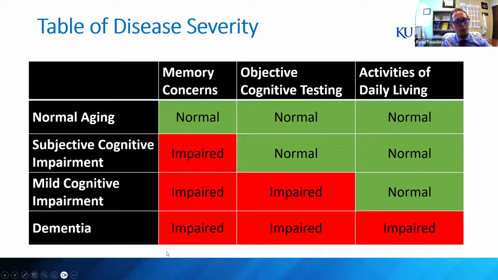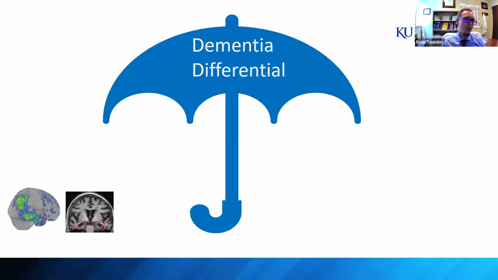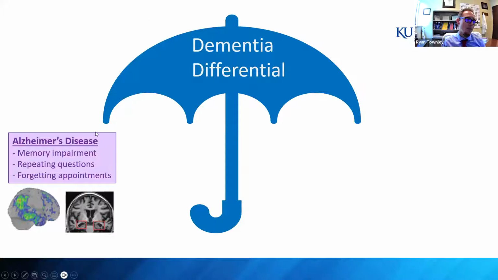So when we're talking about dementia, right, we're talking about, okay, there are clear memory concerns going on. Family might notice it more than patients. But there's also objective cognitive testing abnormalities, again, generally in two cognitive domains, and those activities of daily living are impaired. So here's a couple different ways to think about it. So just trying to differentiate between at least the top four.